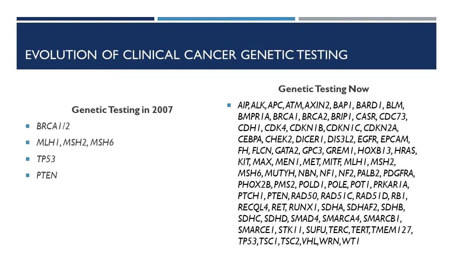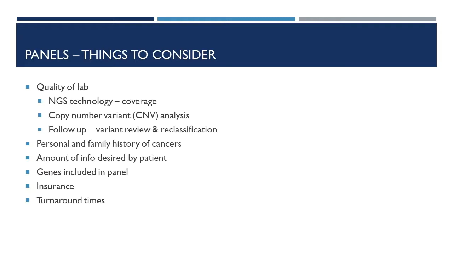There are several factors to consider when deciding on the best panel option for a patient. Technical specifications include sequencing coverage, copy number variant analysis, also known as deletion duplication analysis, and the variant classification and review process. The personal and family cancer history can help guide panel selection. For patients with a family history of multiple varied cancers or those who meet NCCN testing guidelines for more than one condition, a large pan-cancer panel may be indicated, whereas patients with a personal or family history of only one type of cancer could consider a more targeted disease-specific panel.